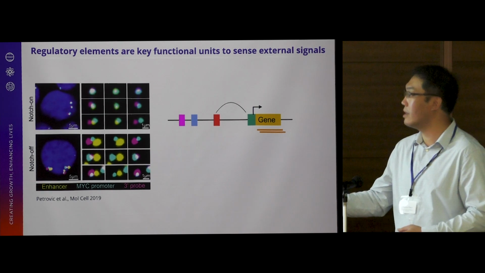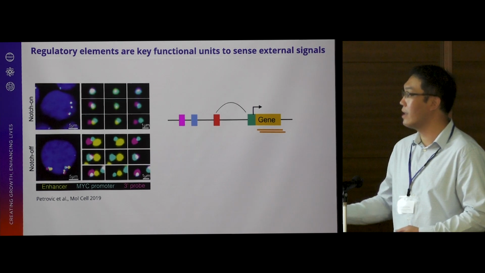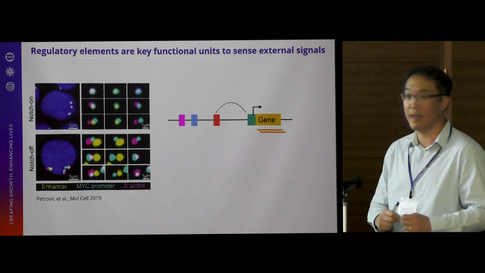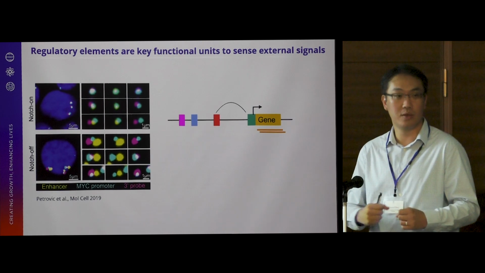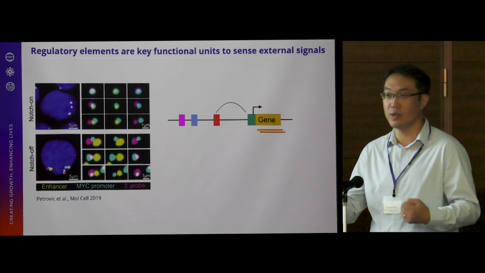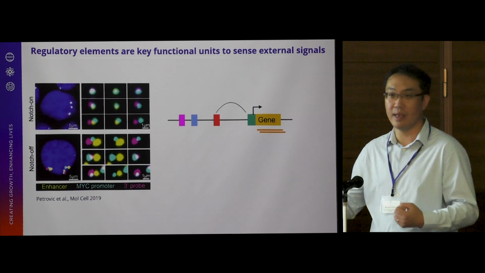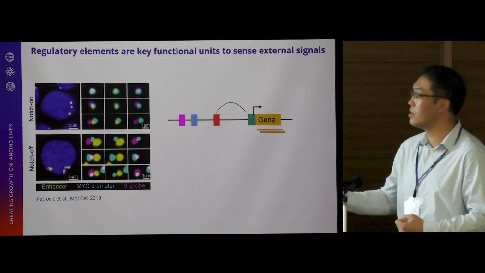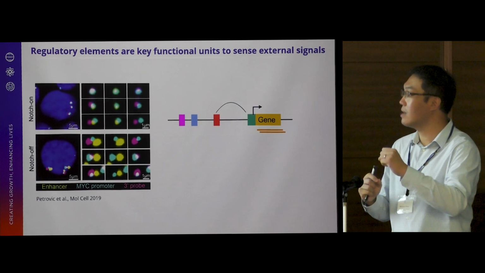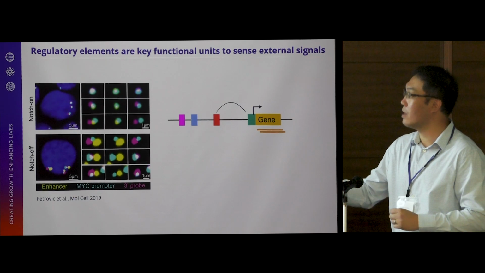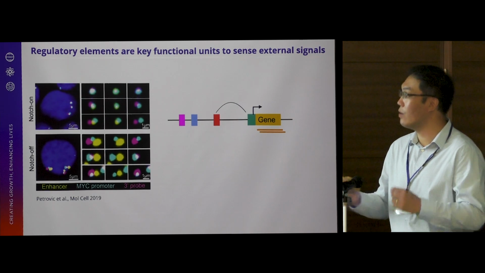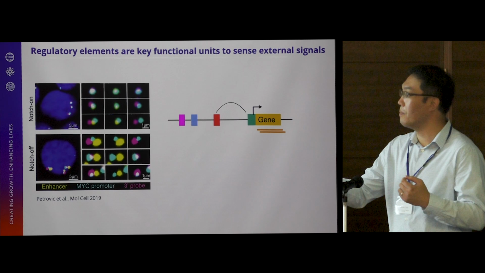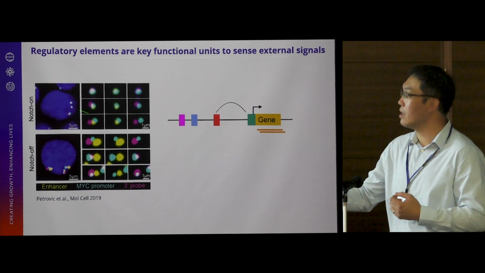For example, in this study, people studied cancer cells, looking at the MYC oncogene. We know MYC is an important oncogene, upregulated in many cancer types. Here they are using an imaging approach. They are looking at the enhancer that controls MYC, labeled in blue, and they also have another probe labeling the MYC promoter in yellow.